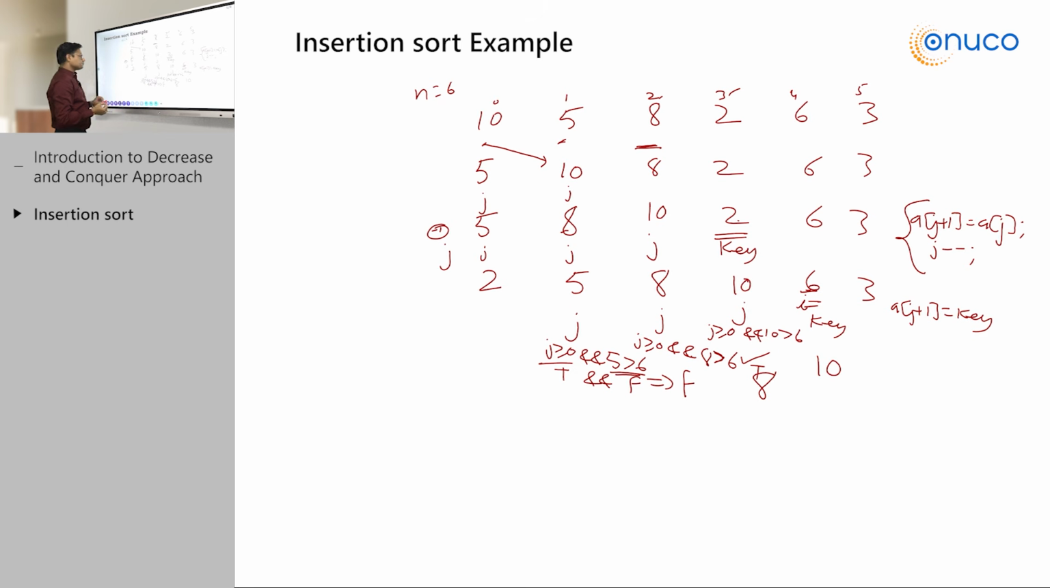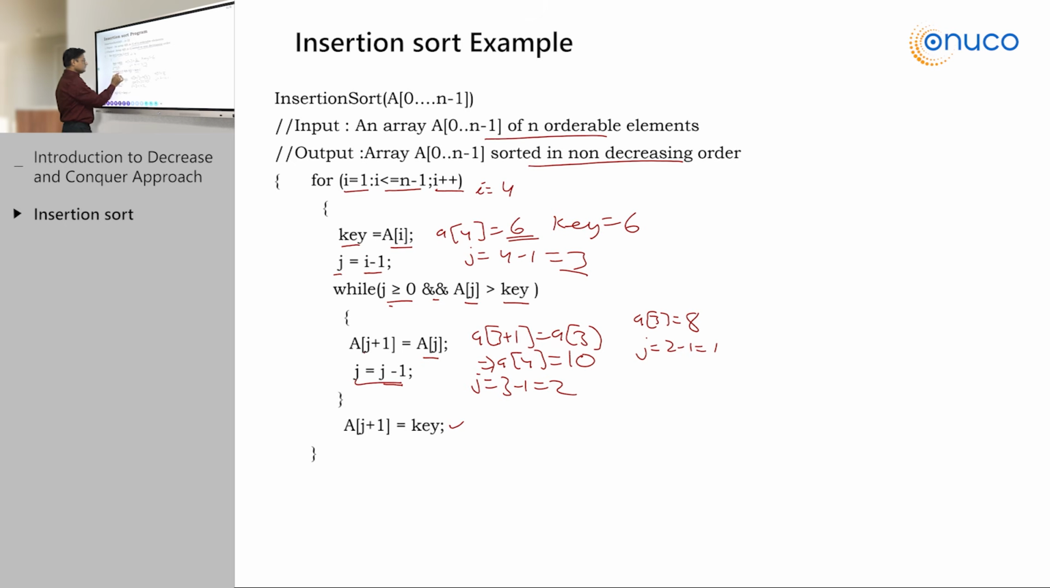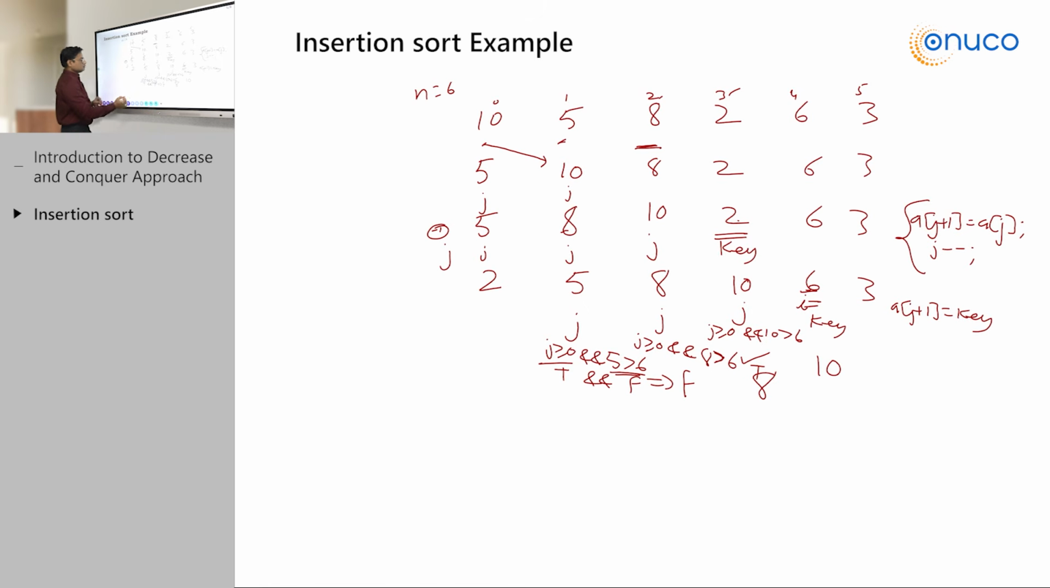So let us see that. Once this condition fails, this is true, this is false, it will come out, and what we are going to write is A of j plus 1 is equal to key. So what is that? j is 1, 1 plus 1 is 2, A of 2 is equal to 6. Here you have kept 6, right? The rest of the elements will be as they are. So you have 2, 5, 6, 8, 10, 3.